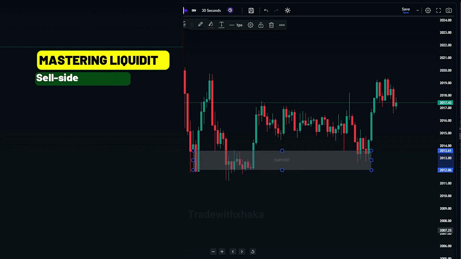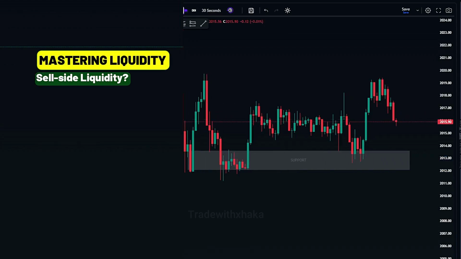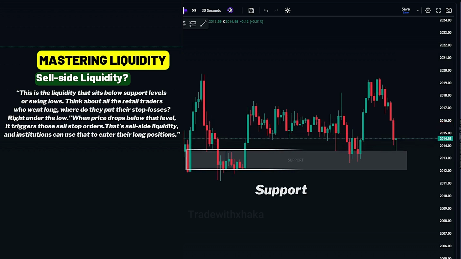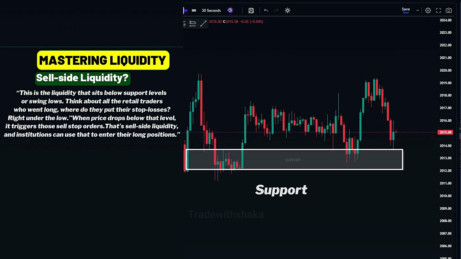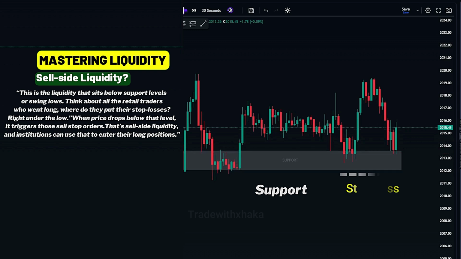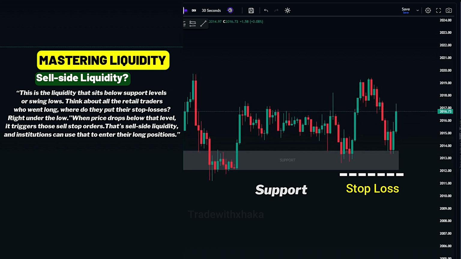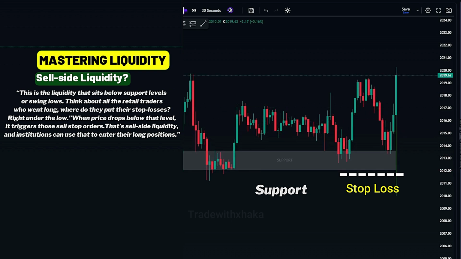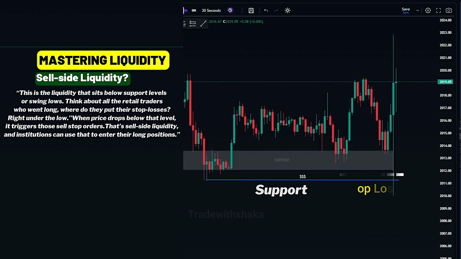So guys, let's begin with sell side liquidity. Whenever you hear about sell side liquidity, this is the liquidity that sits below support level or swing low. Think about this. All retail traders who went long in this very setup you are seeing here, because this is a very nice support zone, where do they put their stops? Right under the low. You can equally do that, and you are still doing that as well. So when price drops below that level, it triggers those sell orders. Both breakout traders and people who went long in that position become liquidity, and the institution can use that to enter their long position. The same thing applies on the other side, so now you know what sell side liquidity is.